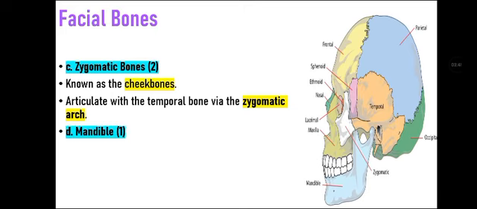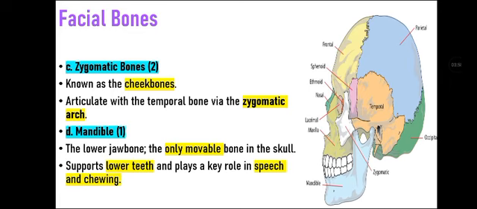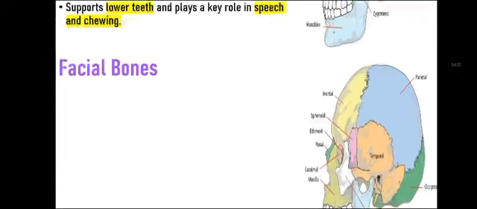Next we have the mandible. The light blue color bone is the mandible. It is an unpaired bone. It is the lower jaw bone that is the only movable bone in the skull. It supports the lower teeth and plays a key role in speech and chewing.